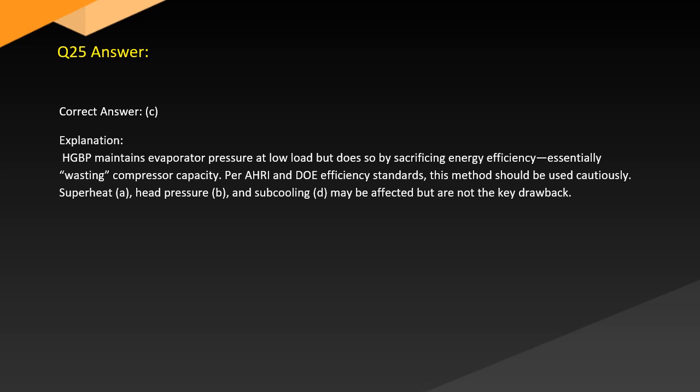Answer. Correct answer: C. Explanation. Hot gas bypass maintains evaporator pressure at low load but does so by sacrificing energy efficiency, essentially wasting compressor capacity. Per ASHRAE and DOE efficiency standards, this method should be used cautiously. Superheat A, head pressure B, and subcooling D may be affected but are not the key drawback.